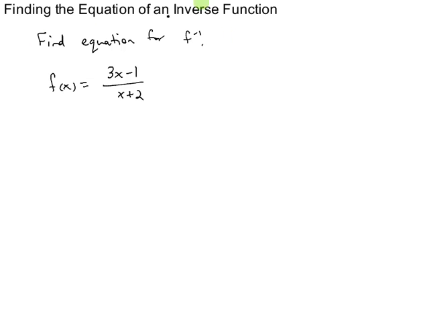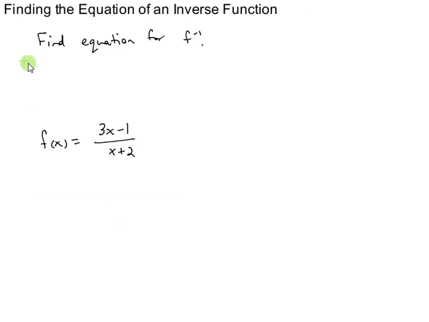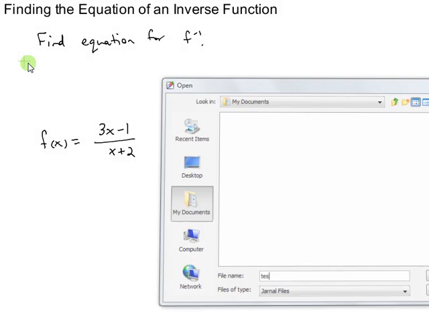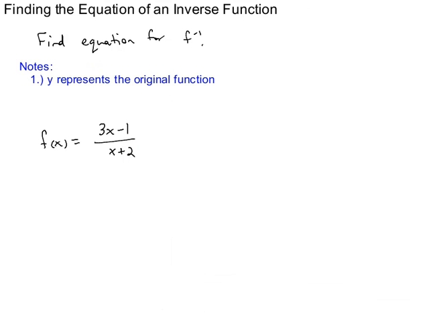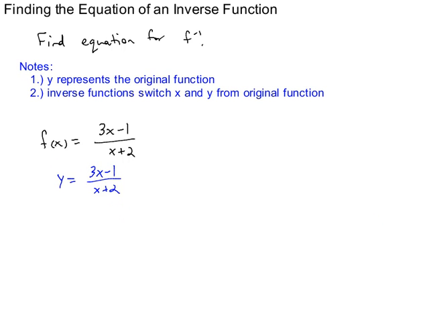But what we're going to do is look at another more algebraic, more technical way of finding the equation for f inverse. So just a few notes here to get us started. So we're going to use y to represent the original function. So I'll just rewrite it as y equals (3x minus 1) over (x plus 2). Then if you remember, in an inverse function, what was x in the original is now y, and what was y is now x. So I'm going to swap those. So I'm going to replace y with x and x with y.